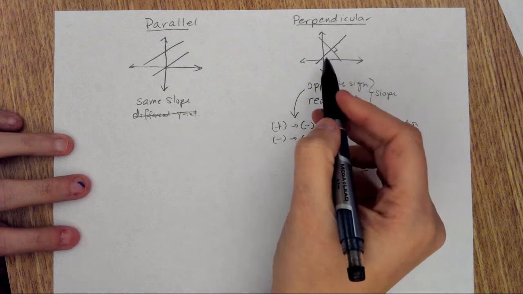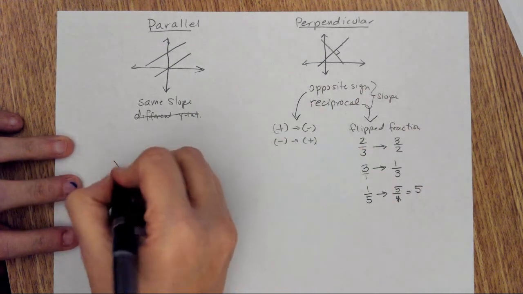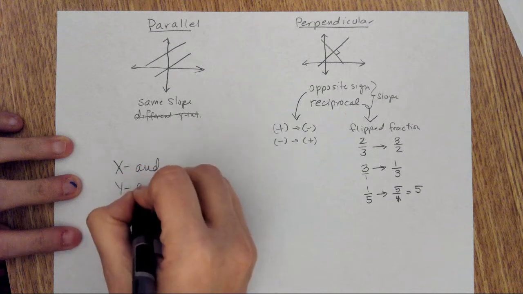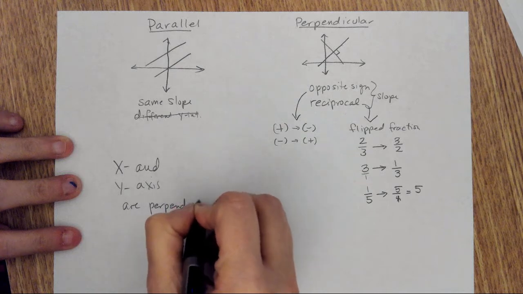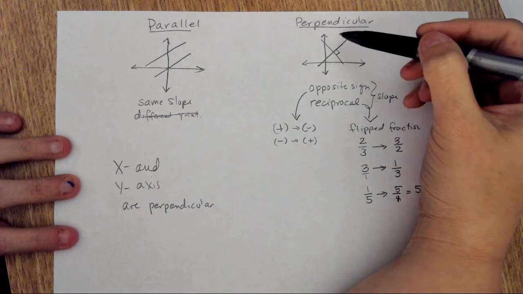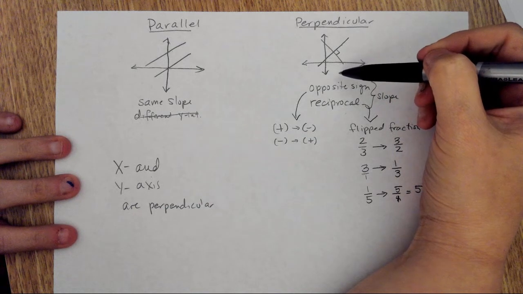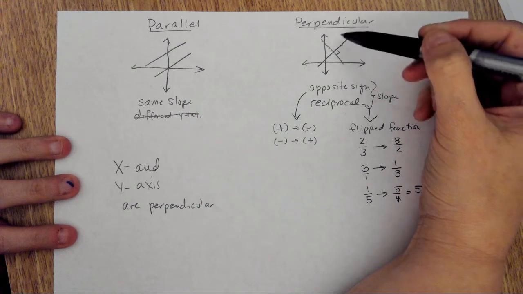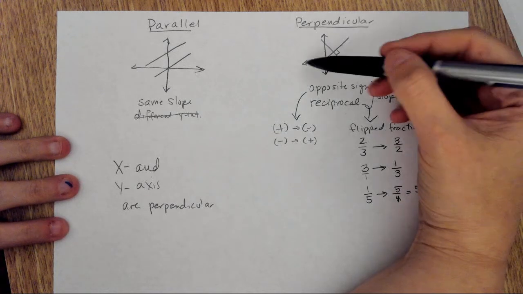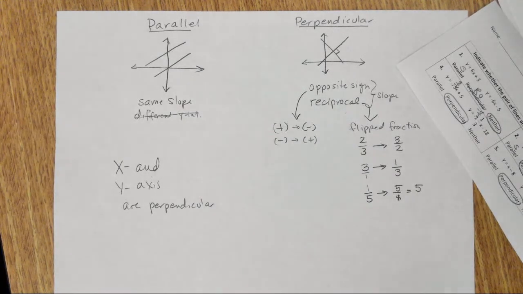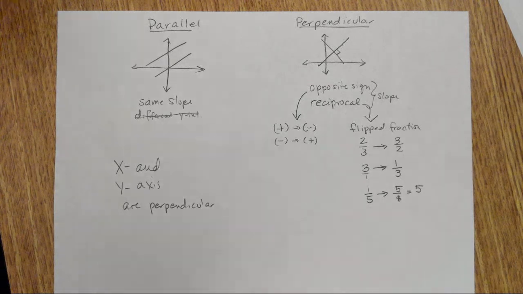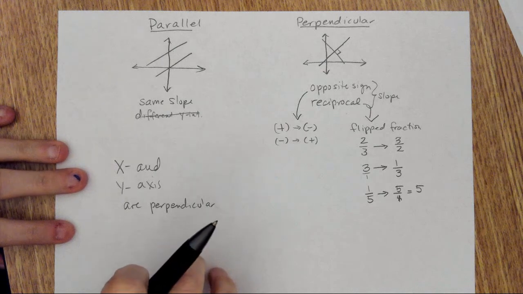Now one other thing to talk about is that the x and y axes are perpendicular. So if I have a line that's parallel to the y-axis, it's going to be perpendicular to the x-axis. I know that doesn't really mean much, but remember, if I ask you what line is perpendicular to the x-axis, I want you to say the y-axis, or a line with undefined slope. Speaking of undefined slope, I have another video about that. Don't forget about that.